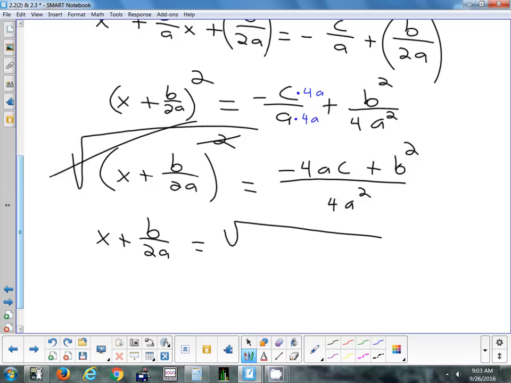Hey, does anybody need me to go through an example of the quadratic formula? I think we've done a few, so I'm going to hold off on doing example 6.